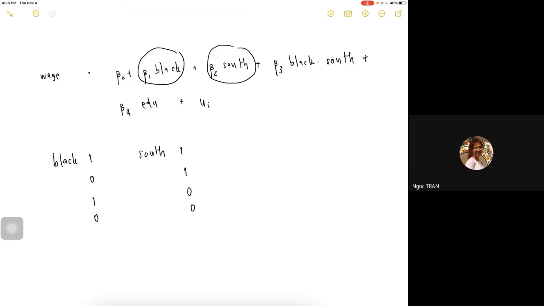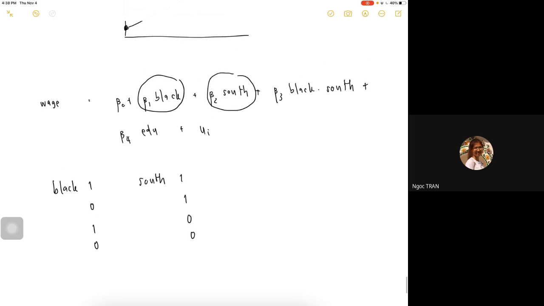But anyway, you will see that both black and south, and even the interaction term here, are negative. It means that if they are black, they are more likely to have lower wage. And also if the person lives in the south part of the United States, they are also more likely to have a lower wage. And if they are both black and living in the south, you can see that they will have even lower wage.